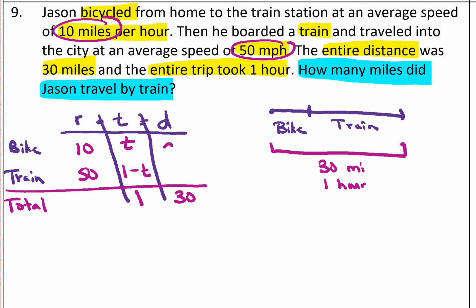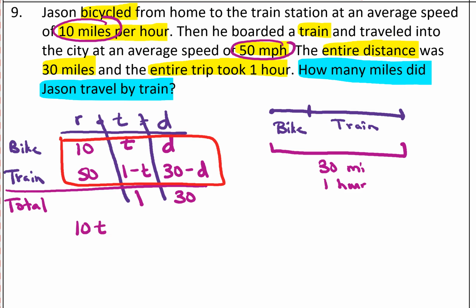Likewise with the distance, if we let the bike's distance be d, the train's distance would be whatever's left over. Because if the bike was 10 miles, that means the train would be 20 miles. If the bike was 2 miles, the train would be 28 miles. So to get that, we just subtract 30 minus d. So now we're going to use just the information in here to write our system. So our system is going to be 10t equals d, and 50 times 1 minus t equals 30 minus d.